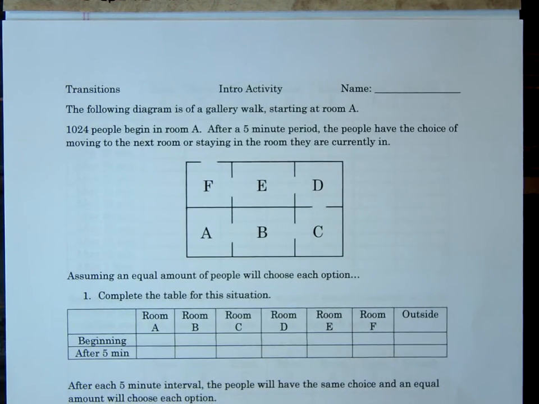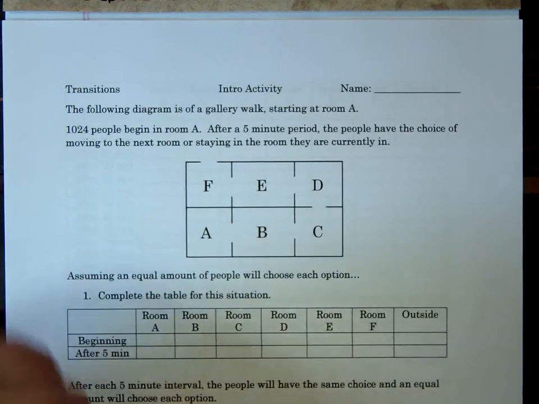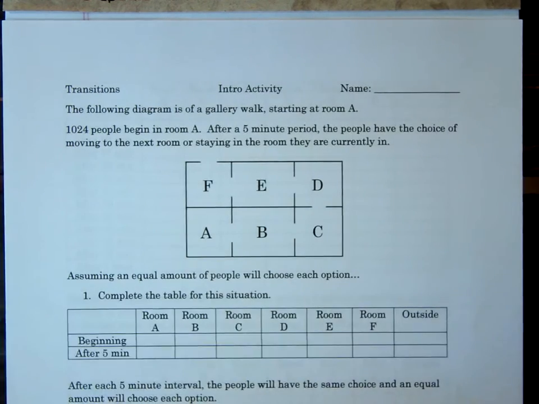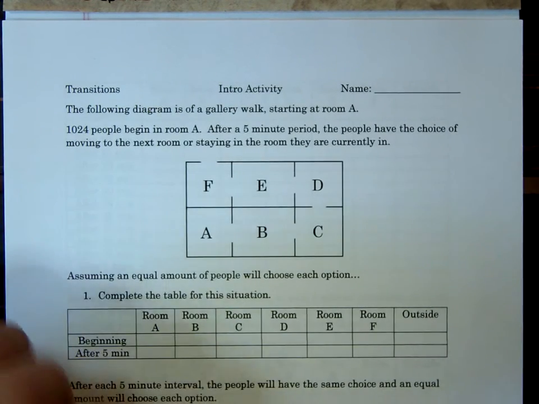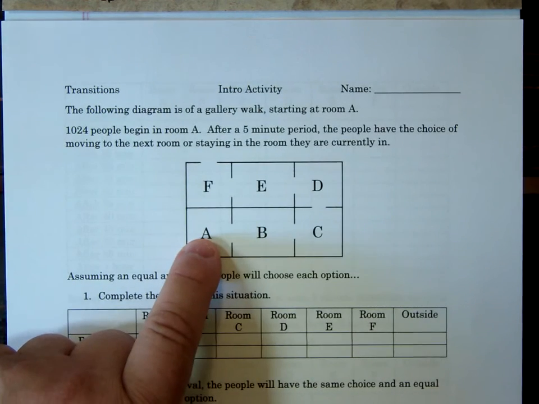Hello, and just a quick explanation of this introductory activity for the gallery walk. So the following diagram is of a gallery walk. People will be starting in room A.